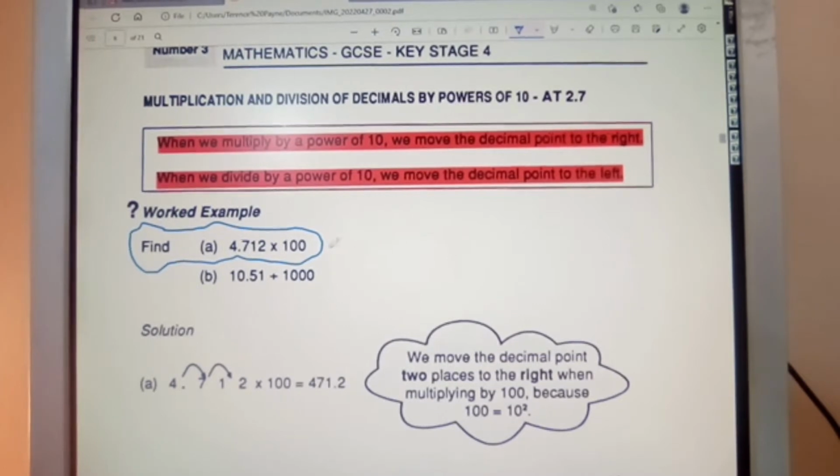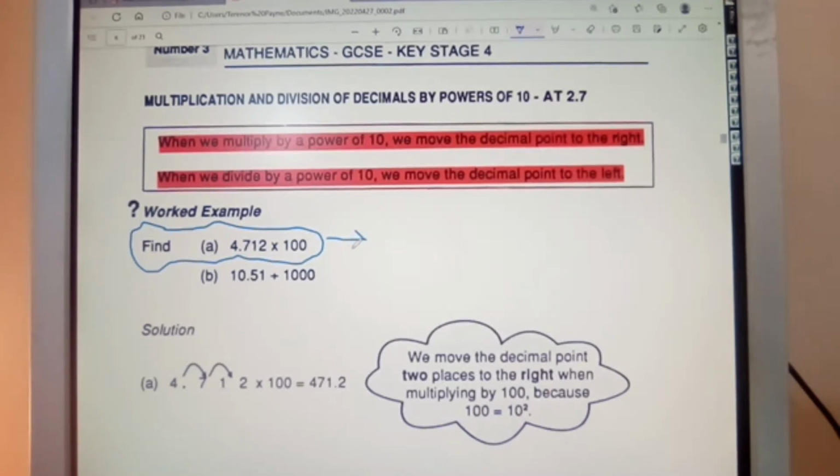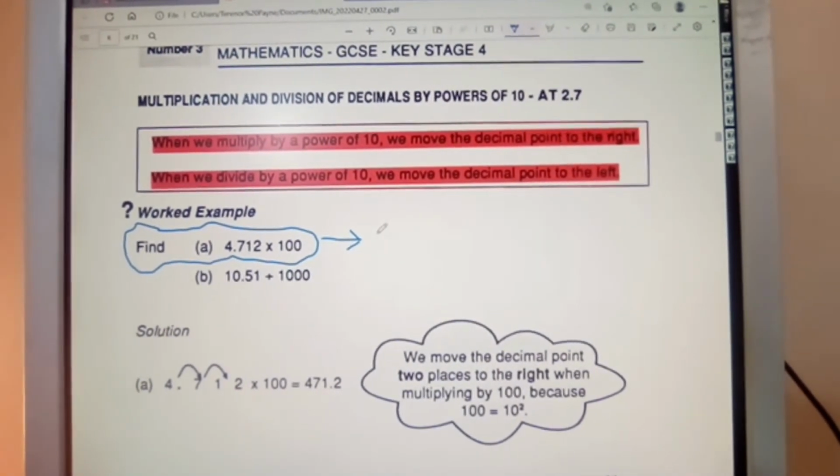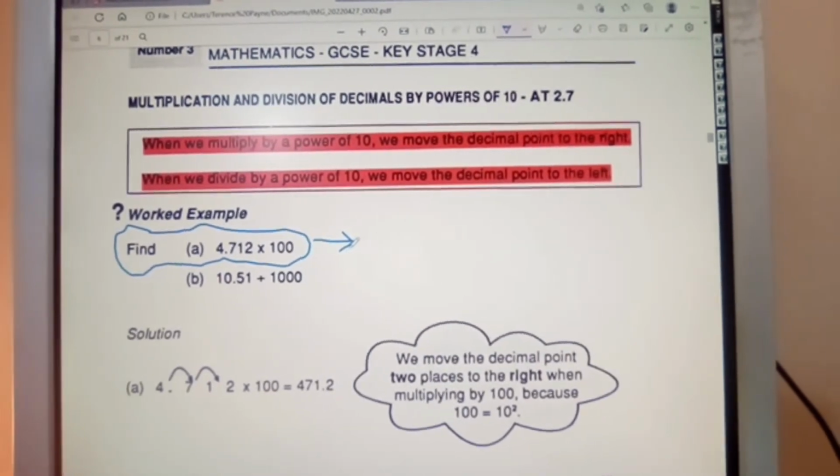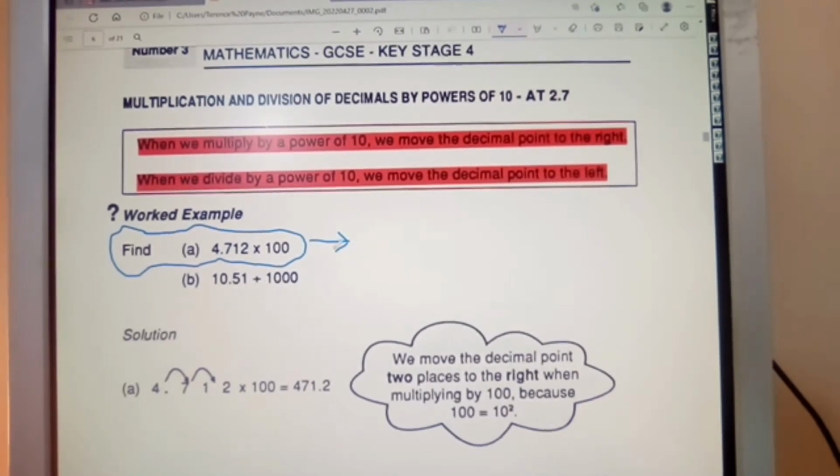If we're multiplying by 100, we need to look at it from a perspective of what would be the value of this number now? What will that number become? It's important that we know what the number becomes, because if we are going to multiply by 100, we need to deal with these zeros here. 1, 2 zeros, okay?